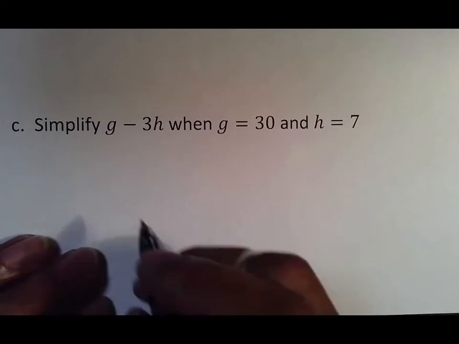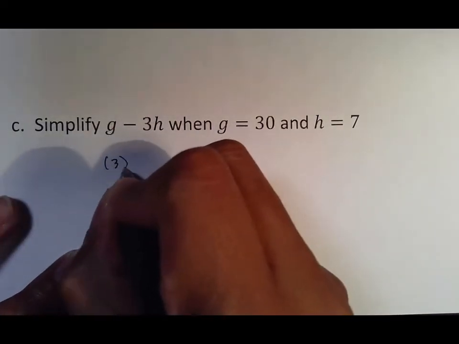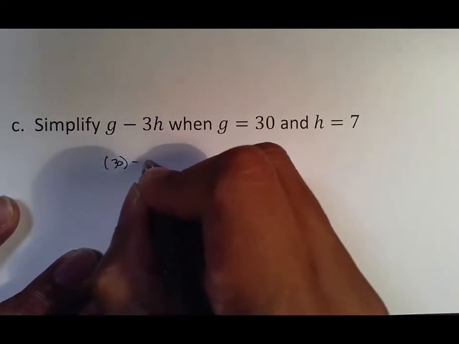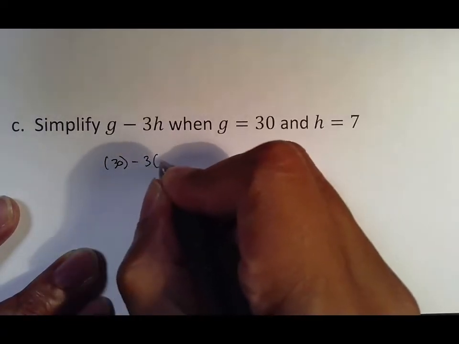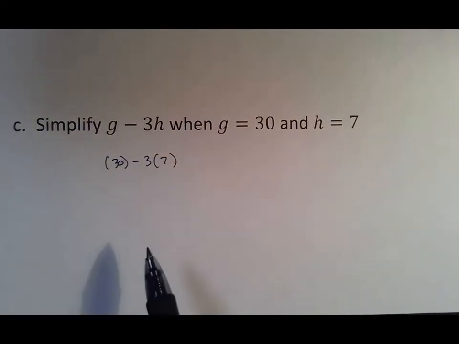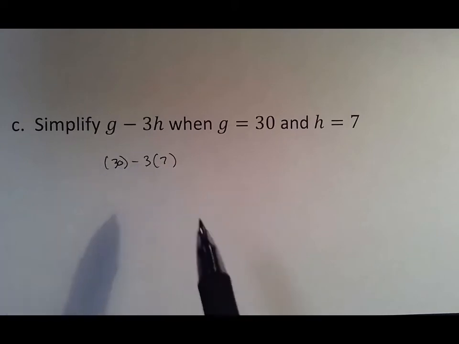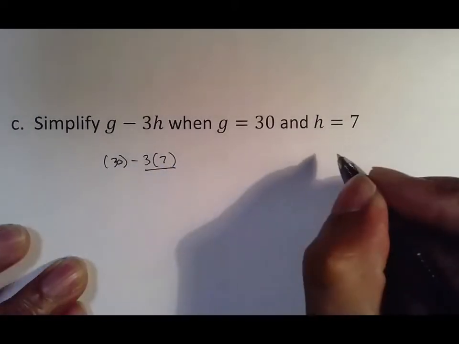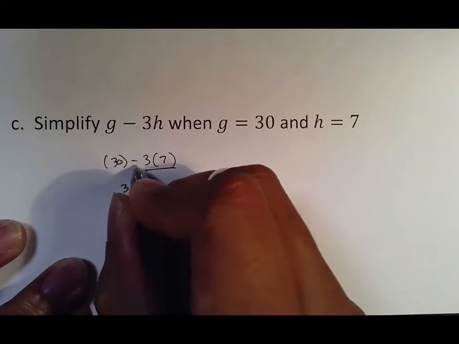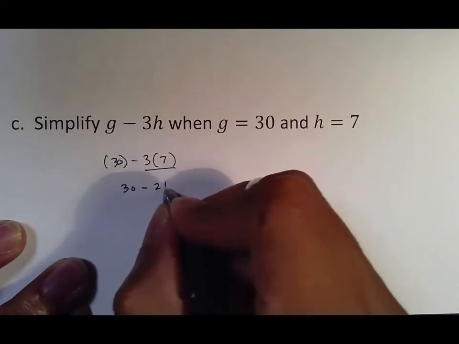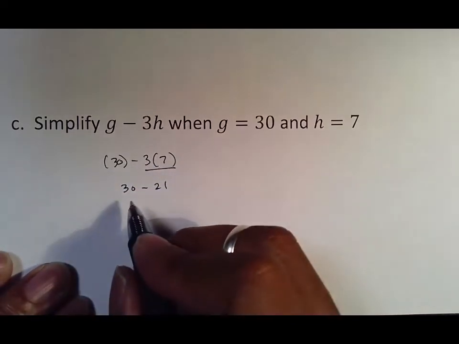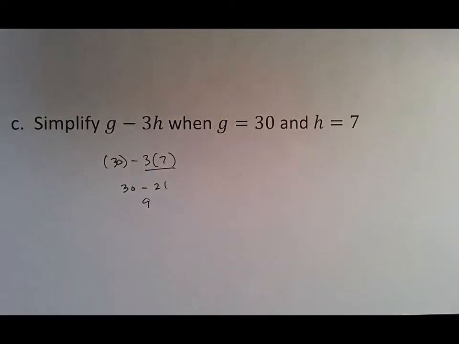Working this out now. G turns into 30 minus 3, and then H turns into 7. You have to analyze before you make a decision. This is subtraction, that is multiplication. What is stronger is the multiplication. 30 comes down, minus comes down. 3 times 7 is 21. 30 minus 21, 9. And that is all.